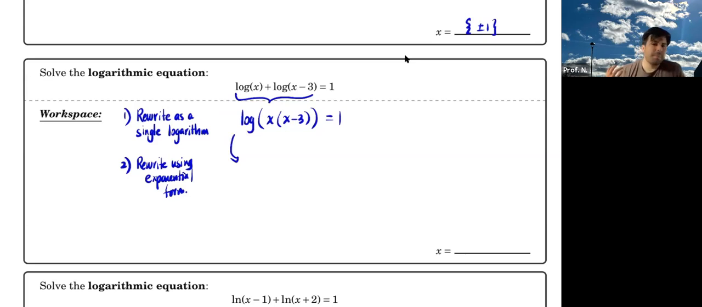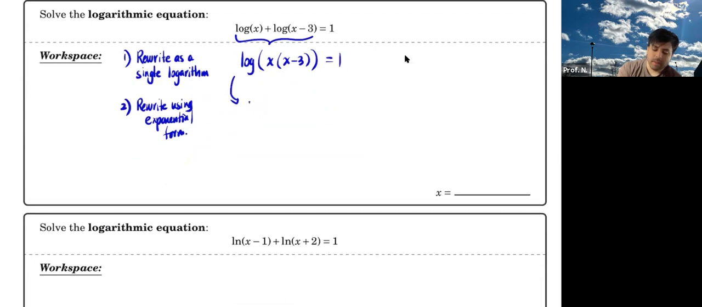Well, remember, what is the base of log? The base of log is 10, right? That's right, Andrew. So 10. And then what's the exponent? Remember how this works? This is 10. 1 is my exponent. So this is 10 to the first power. This has to equal what's inside the log. So this is going to be x times x minus 3.